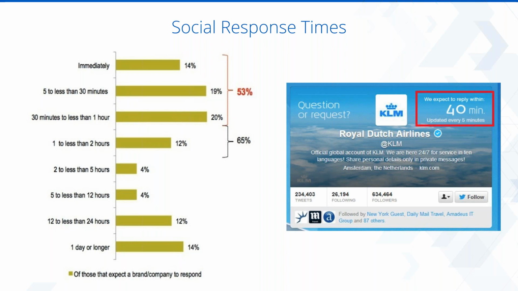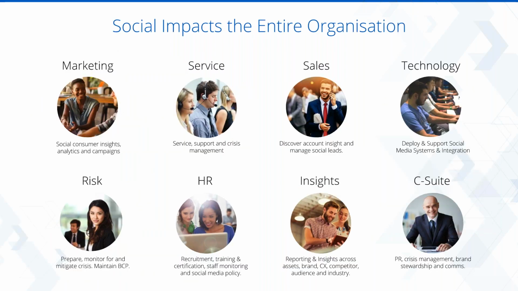Customers have a really high expectation now of social response times, and they expect you to already be on social. You look at a company like KLM that updates their SLA every 5 minutes on their Twitter account. You can see here 53% of people want to be responded to within an hour. And this stat is about a year old as well, so people have very high expectations on social.